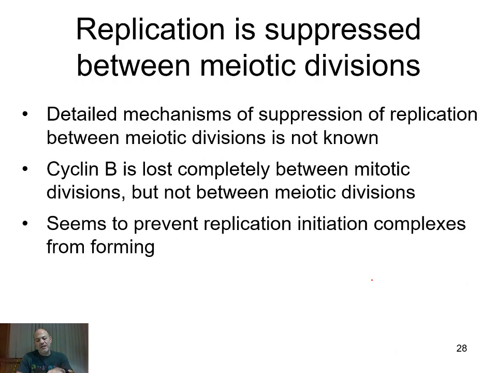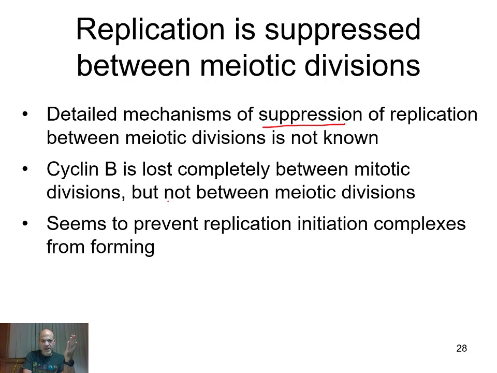Another thing to consider is that replication is suppressed. After meiosis 1, we don't replicate the chromosomes. So what is the mechanism that allows that? There has to be some mechanism that suppresses that replication. We replicate before we start meiosis 1, but after meiosis 1, during meiosis 2, we don't replicate. Why do we not want to replicate? We don't want to double the number of chromosomes. We're trying to reduce the number of chromosomes. So we need to suppress that.